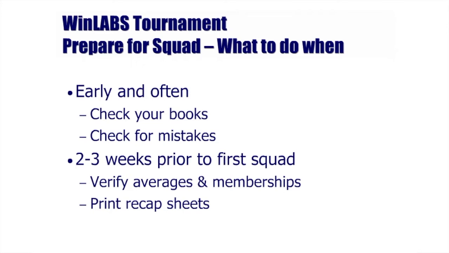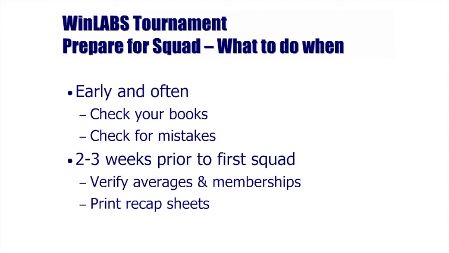Most of the tasks that we will describe in this phase can be done at intervals well in advance of your first squad. For example, you should run the entry fee summary report at regular intervals to help keep your books. If you plan on using 3-part recap sheets, they should be ordered a month in advance. Once you have them, print a sample sheet or two to make sure that the dot matrix printer you are using will work with your Windows environment.